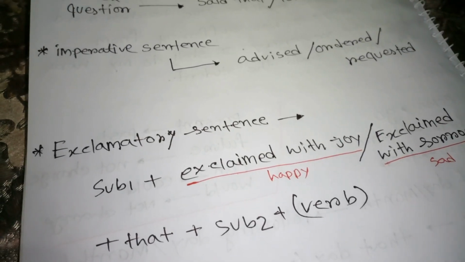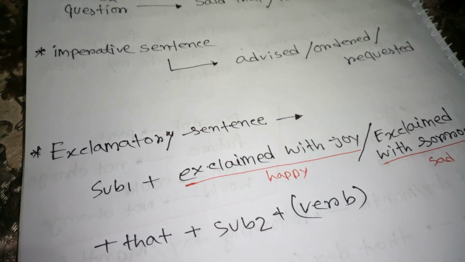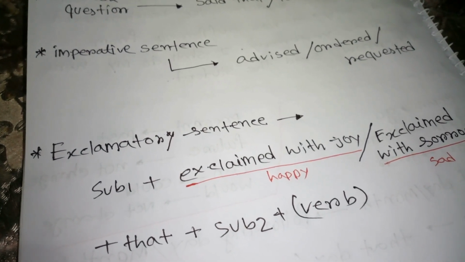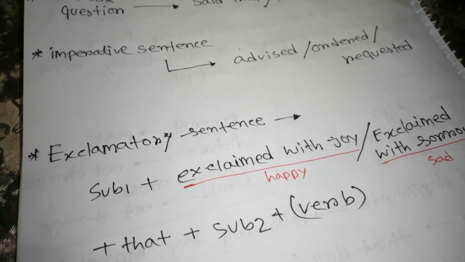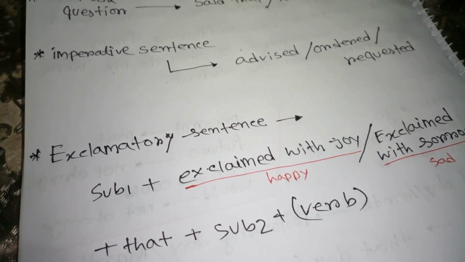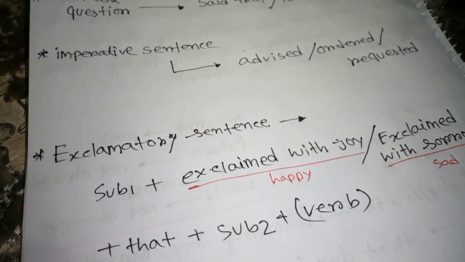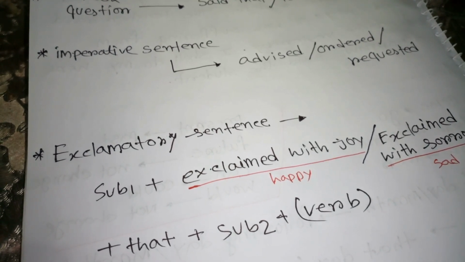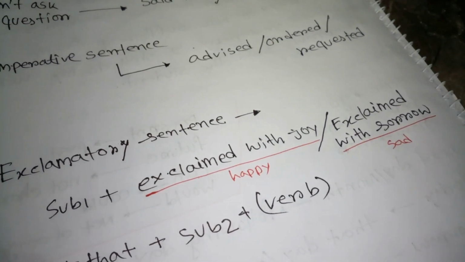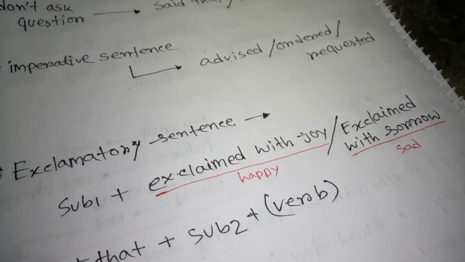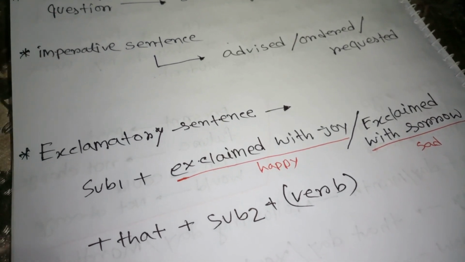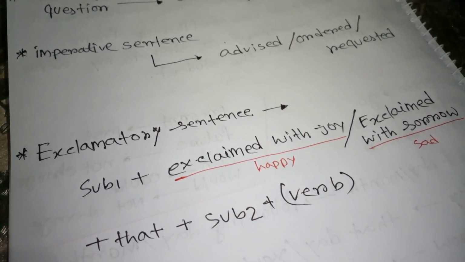And then finally I would say the exclamatory sentence. Whenever you realize that it is an exclamatory sentence, firstly you have to decide the person's expression. If the person is very happy, you can use "exclaimed with joy." And if the person is sad or sorrowful, you can use "exclaimed with sorrow." And you can follow this structure.